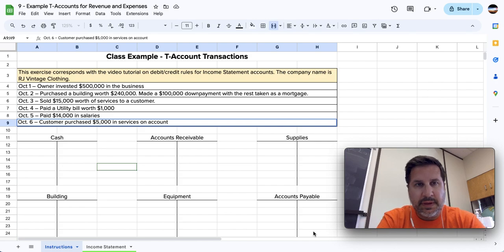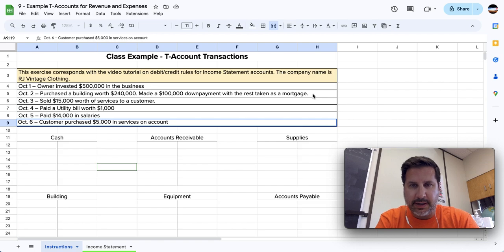Hey all, this tutorial corresponds with our note on revenues and expenses. I'm going to show you how to do some T accounts that incorporate revenues and expenses, but also still have our assets, liabilities, and owner's equity accounts active. So you're going to see some of these transactions will only be our asset, liability, owner's equity, and the other ones will incorporate our income statement accounts.